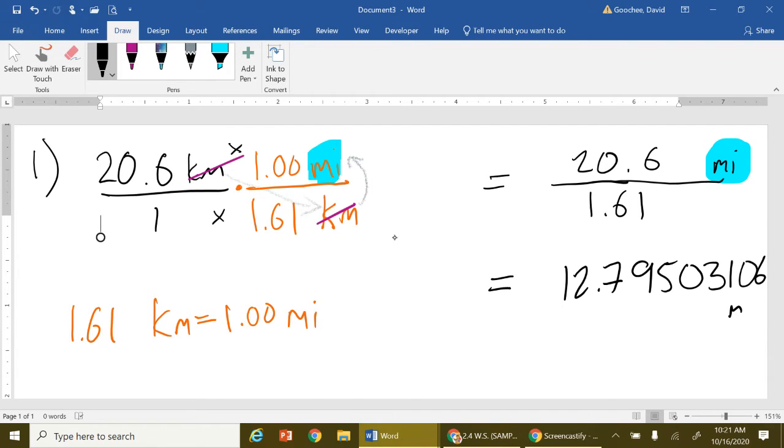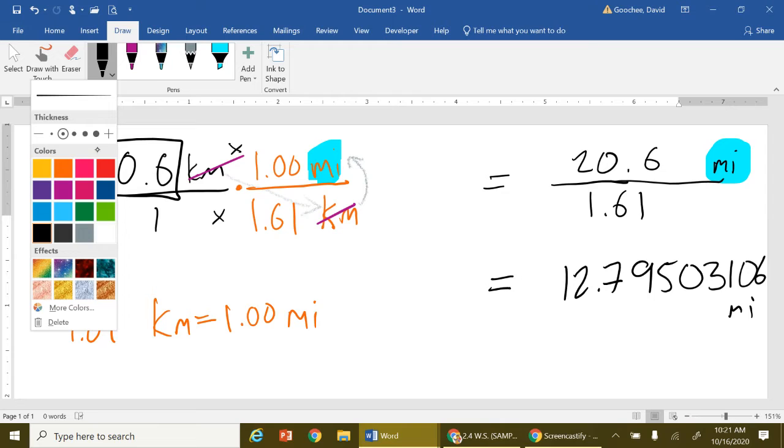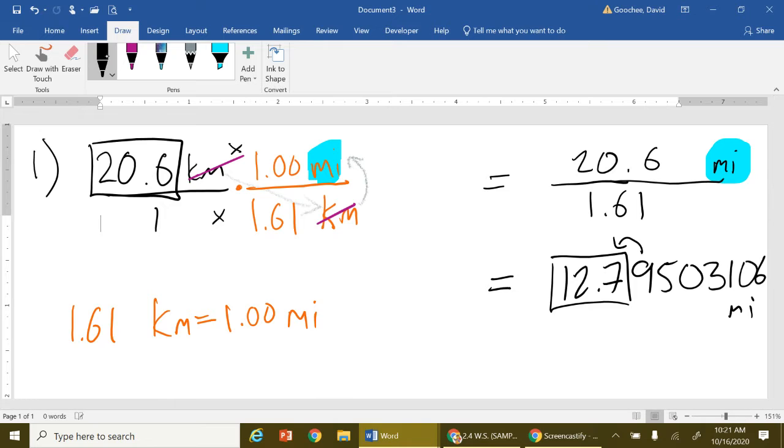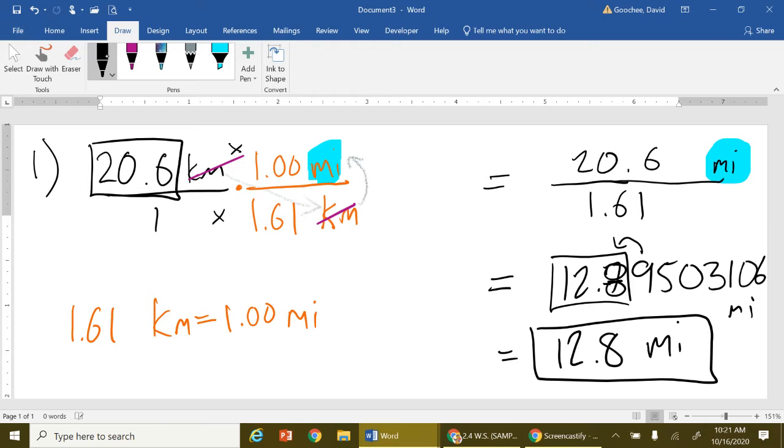12.79503106 miles. Now, we only had 3 significant figures going into this, so we are only allowed 3 significant figures at the end. We can keep the 1, the 2, and the 7. That rounds up and becomes an 8. So the answer here is 12.8 miles. 20.6 kilometers is 12.8 miles. That is the answer.